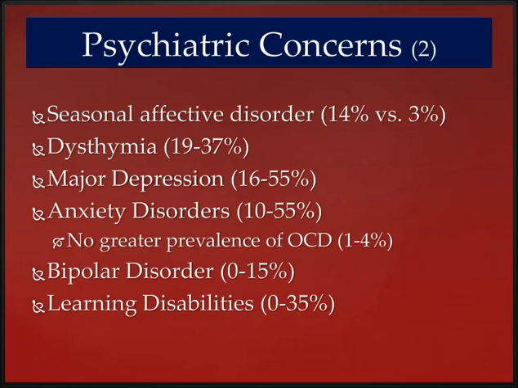Major depression has been found both in children and in adults to be a particular comorbid disorder for which adults are at high risk. On average, about 35% of adults with ADHD will develop major depression at some time in their life. Anxiety disorders are also more likely to occur with adult ADHD.